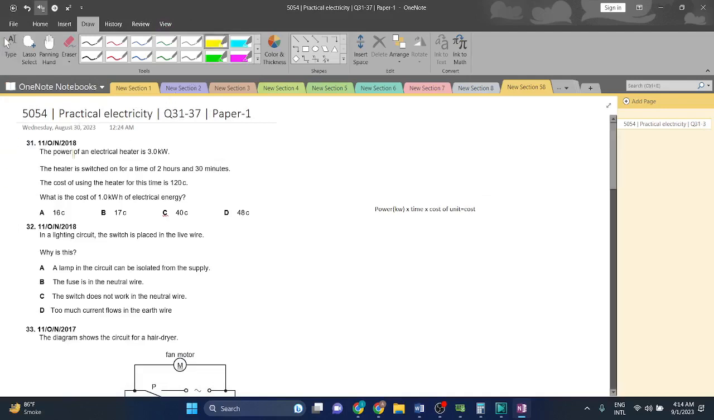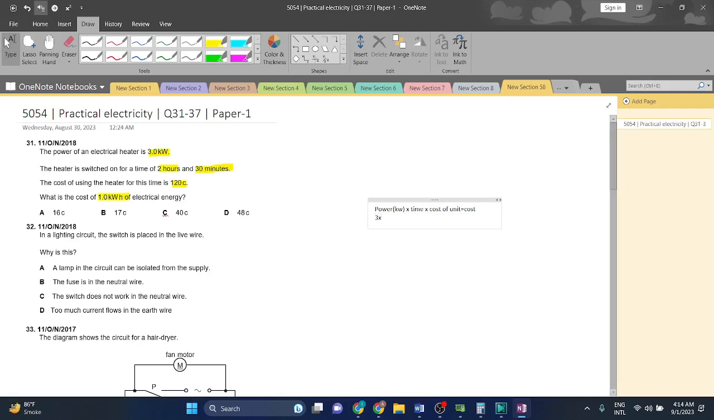Let's start. Question 31. The power of an electrical heater is 3 kilowatts. The heater is switched on for a time of 2 hours and 30 minutes. The cost of using the heater for this time is 180 cents. What is the cost of 1 kilowatt hour of electrical energy? So basically, they are saying the power of an electrical heater is 3 kilowatts.